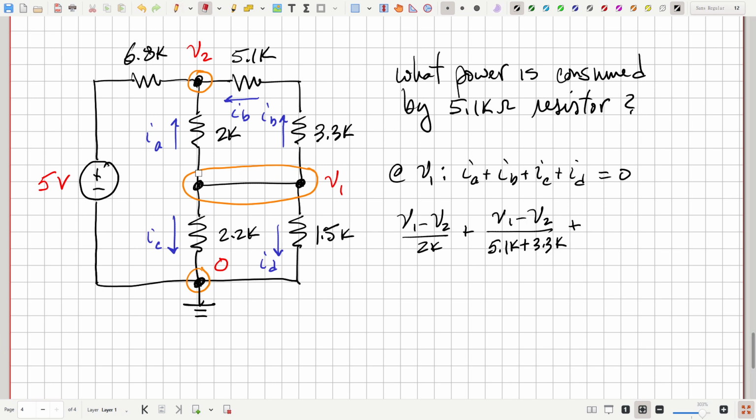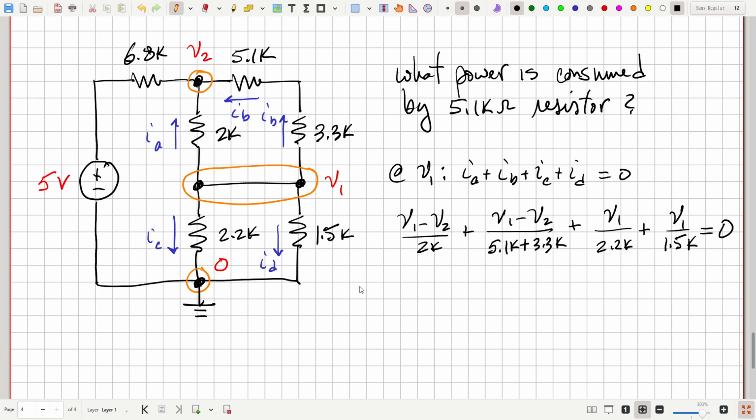IC will be V1 minus 0 over 2.2K, so V1 over 2.2K. And ID will be V1 minus 0 over 1.5K, so V1 over 1.5K, and those sum to 0. So notice there are no constant terms in there. So a solution of this would be V1 is equal to V2 is equal to 0. So the only place where the voltage source will come in is for the equation for node 2.